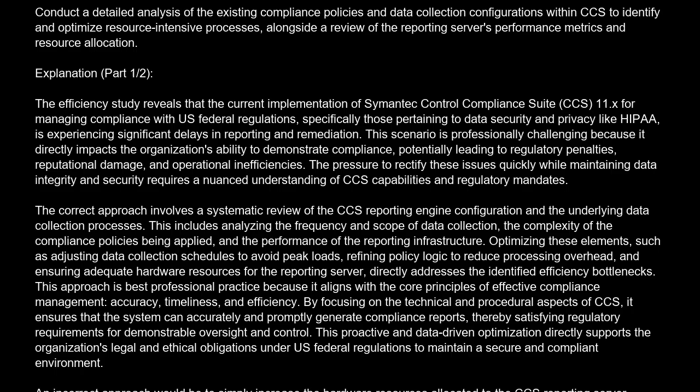This approach is best professional practice because it aligns with the core principles of effective compliance management: accuracy, timeliness, and efficiency. By focusing on the technical and procedural aspects of CCS, it ensures that the system can accurately and promptly generate compliance reports, thereby satisfying regulatory requirements for demonstrable oversight and control. This proactive and data-driven optimization directly supports the organization's legal and ethical obligations under U.S. federal regulations to maintain a secure and compliant environment.